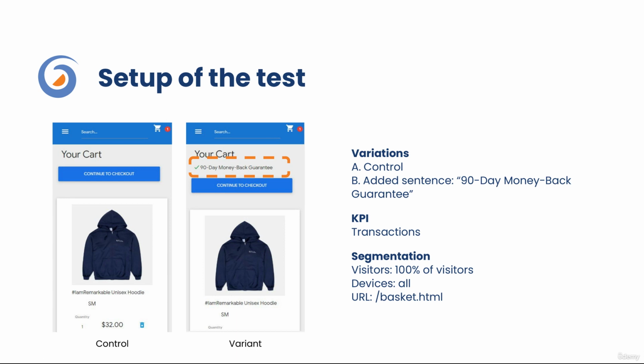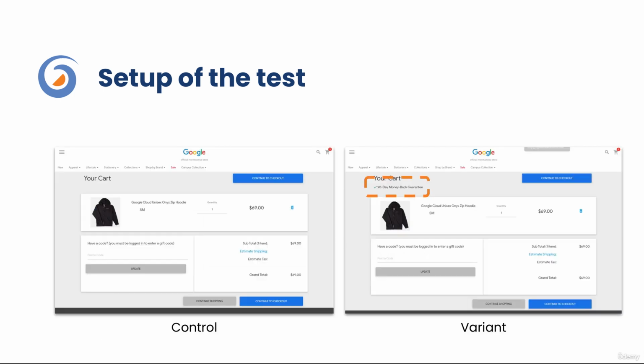Next, you want to communicate the setup of the test. And on this page, you can show the screenshots of the control and variation, a short explanation of what has been tested, the KPI, and segmentation for this experiment. If you ran the experiment on mobile and desktop, show the images for both devices.